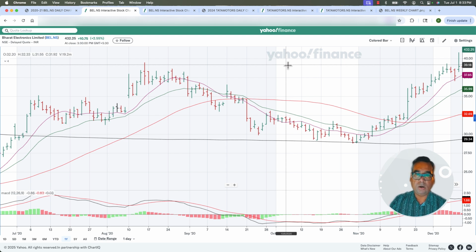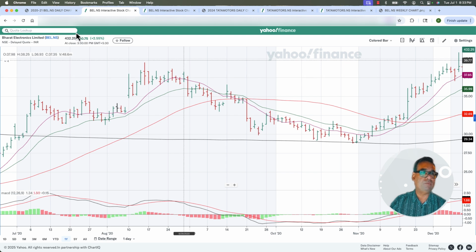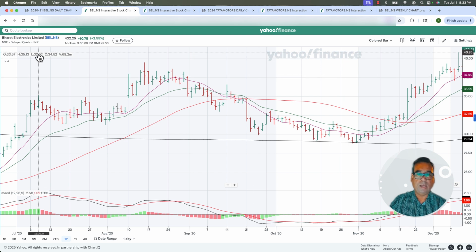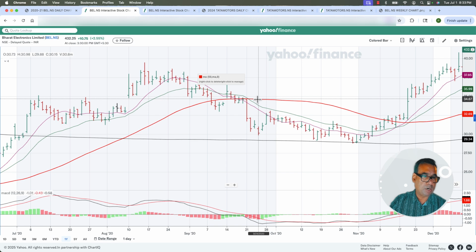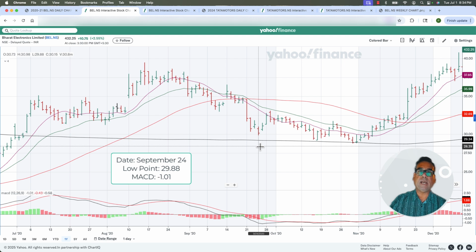And then on this day, 24th of September, it made a low point of 29.88. You can see this value in this top left corner. And you can see MACD value in the bottom left corner. So on this day, 24th September, low point was 29.88 and MACD line was minus 1.01.